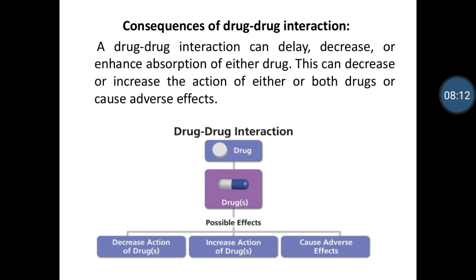Second, increased action. Increased action means it will produce a fast action in the body. If you are going to get relief from the disease within half an hour, it will produce the effect even before that. That is known as increased action. First it decreases, second it increases, and third it causes an adverse effect. Adverse effect means, for example, an allergy. If it produces an allergy, the metabolite allergy, it will cause an adverse reaction. So three types of action can be produced by drug interaction: first decreased action, second increased action, and third adverse effects.